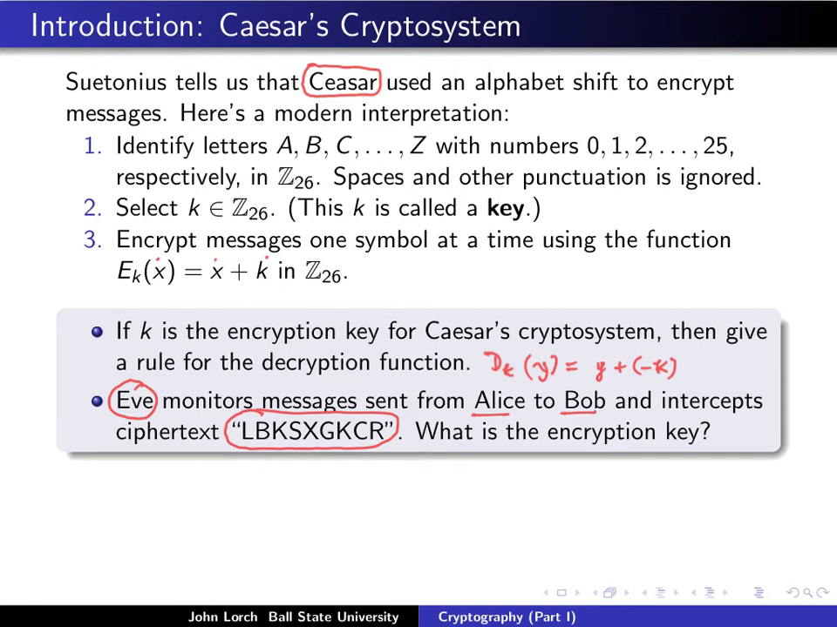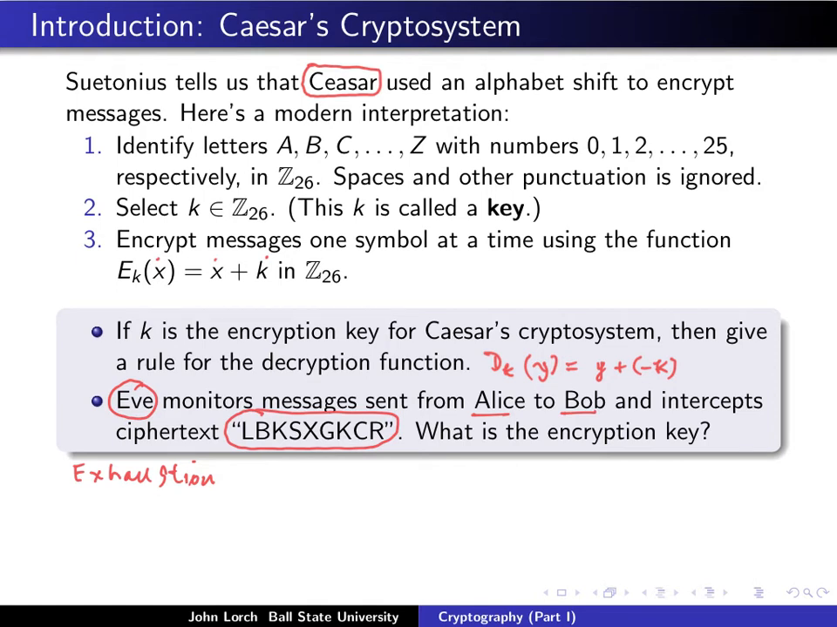Okay, well, maybe you've gone away and you've tried to figure it out. Hopefully you have. So how would you do this? Well, one way to handle a problem like this is to look at the method of exhaustion. There are only 25 possible keys, so you could try all of them.